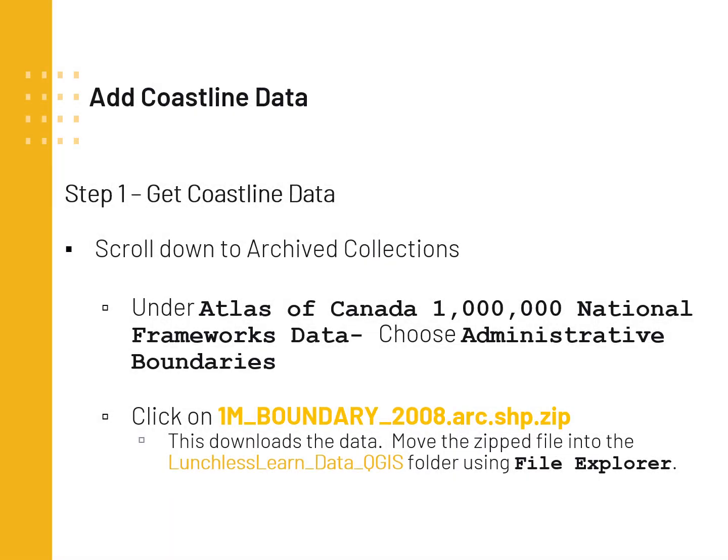Once you find the right page, I'd like you to scroll down to the archived collections. That's going to be under the Atlas of Canada 1 million National Framework Data. Under that, you're going to choose the administrative boundaries. This is going to open a new window, and you're going to click on the 1m_boundary_2008.arc.shape.zip. This is going to download the data for you. You're going to move the zipped data into your lunchless learn_data_QGIS folder using the File Explorer.